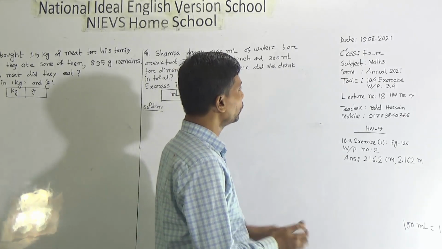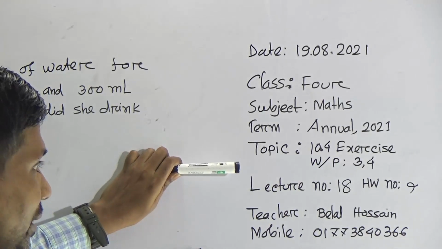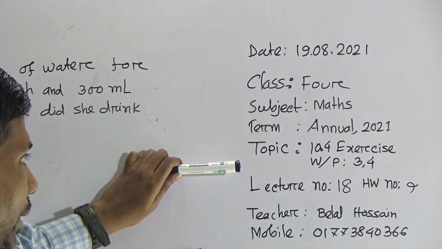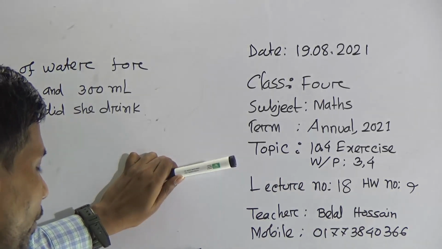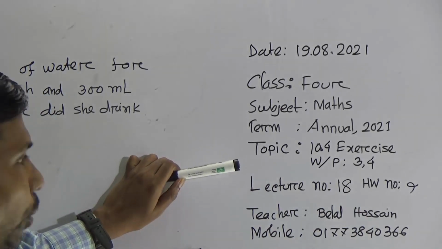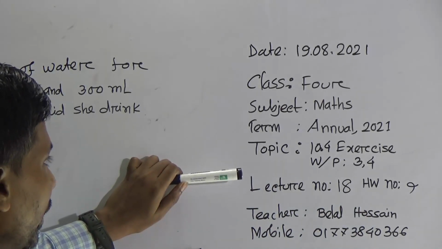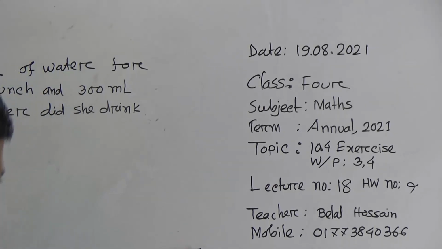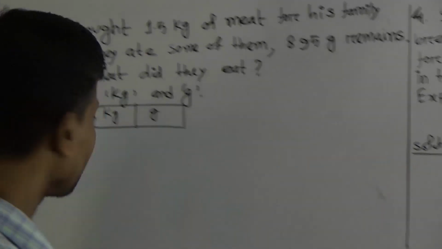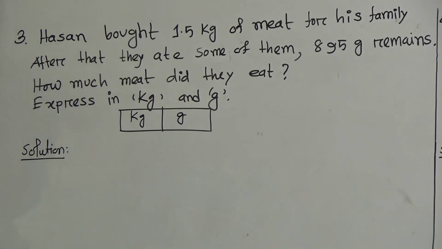Okay, student, look. Today our topic is exercise 10.4, word problems 3 and 4, which are taken from your book, page number 126. Now our lesson number is 18, HW number 9. Student, look. Let us see word problem number 3.